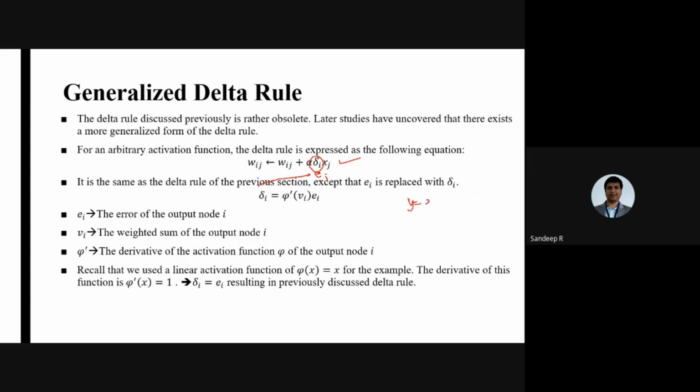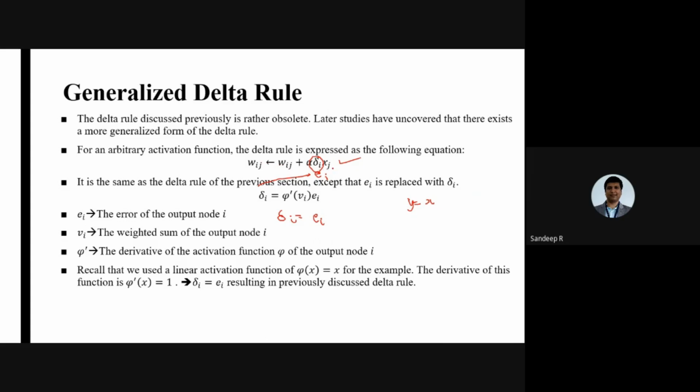So differentiation of this function with respect to x is 1. So 1 means I'm left out with delta I is equal to EI. Delta I is equal to EI. Which if I substitute back, I'll get Wij is equal to Wij plus alpha into Ei xj, which is the same as the delta rule.